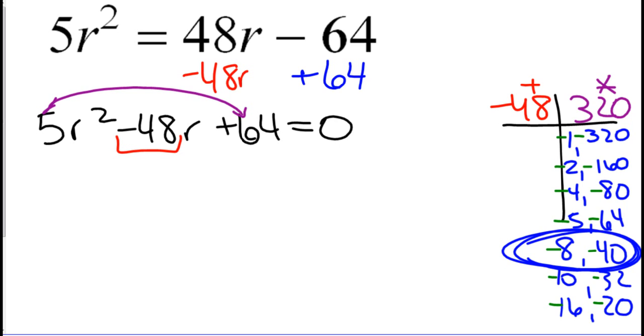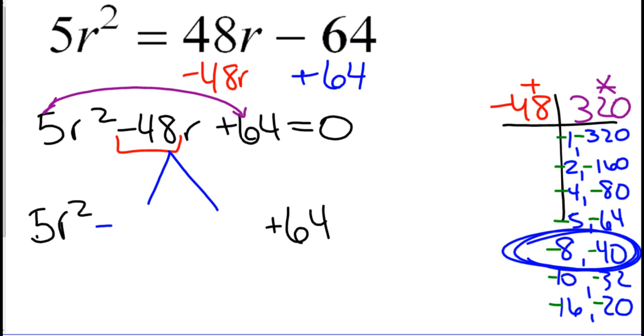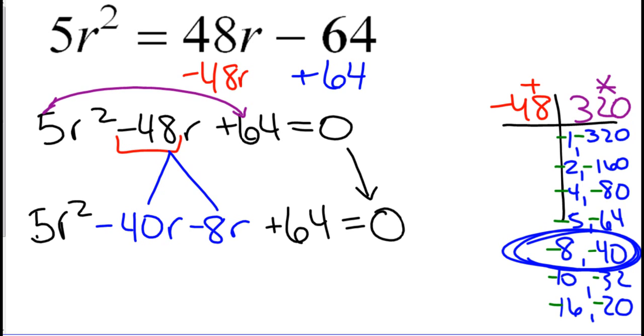Now, remember, when we split this negative 48 in the middle, it doesn't matter if I do negative 8 minus 40 or negative 40 minus 8. You can double check and look at what's on the ends. I have a 5r squared to start, and I have a 64 at the end. To me, in my head, it's actually going to be a little easier to put the 40 with the 5 and the 8 with the 64. So that's how I'm going to write it. So minus 40r minus 8r. And again, that is our whole split and regroup method. We have to remember that we are solving this, so that equals 0 has to come down.